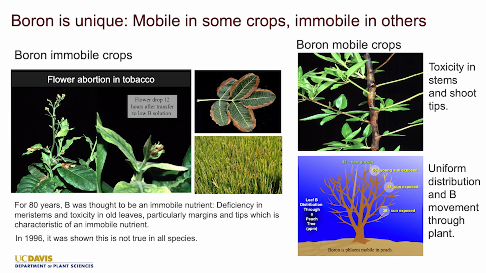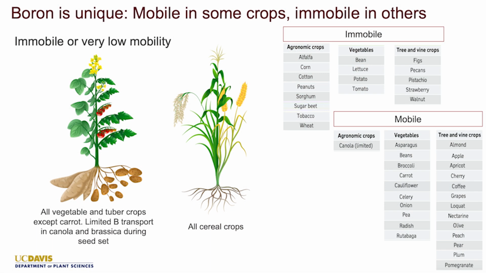I have a couple of slides here, some nice hybrid images of plants just to illustrate this process. On the left are species in which boron is immobile or has very low mobility. And remember, that's important because an element that is immobile has the propensity to get deficiencies in young meristematic tissues. So all of the vegetable and tuber crops, with the exception of carrot, there's a little bit of transport that happens in canola, but usually very small. All of the cereal crops, those are immobile.